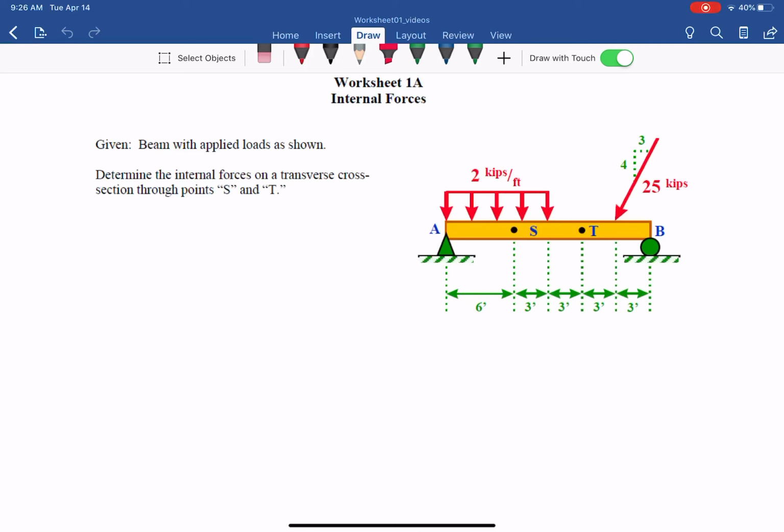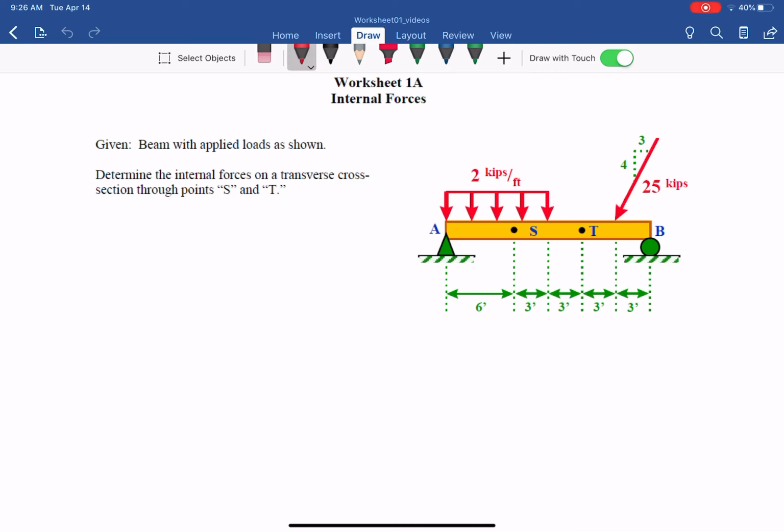This is worksheet 1A, internal forces. Basically, review what we learned in engineering mechanics when we learn the internal forces of a multi-force member. The first is always we need to find out the external reactions.